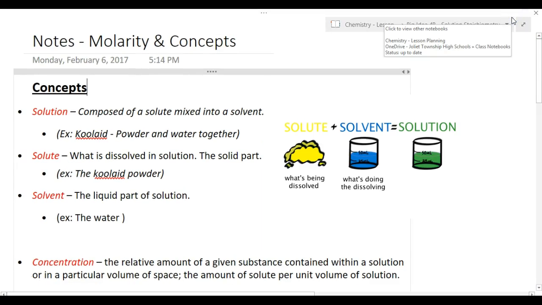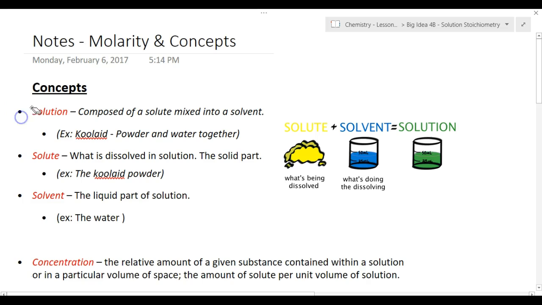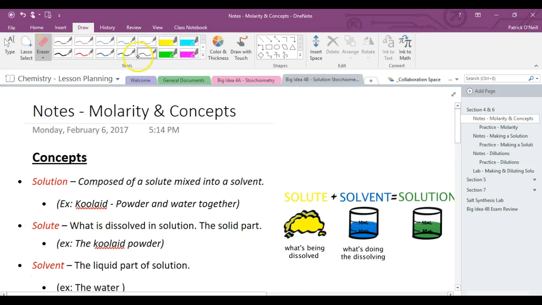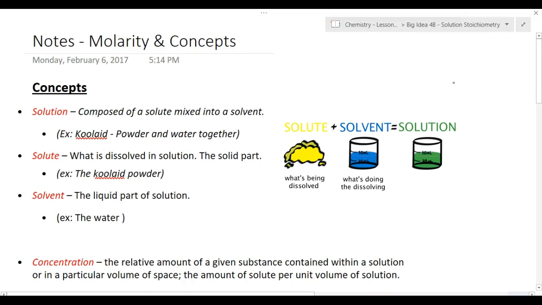Now, to start off our Unit 4B, we need to understand a few concepts. The first of those is what a solution is. We need to know what a solution is in order to understand the unit called solution stoichiometry. A good example of a solution is Kool-Aid. Another example would be salt water. It's a powder or something mixed within something.